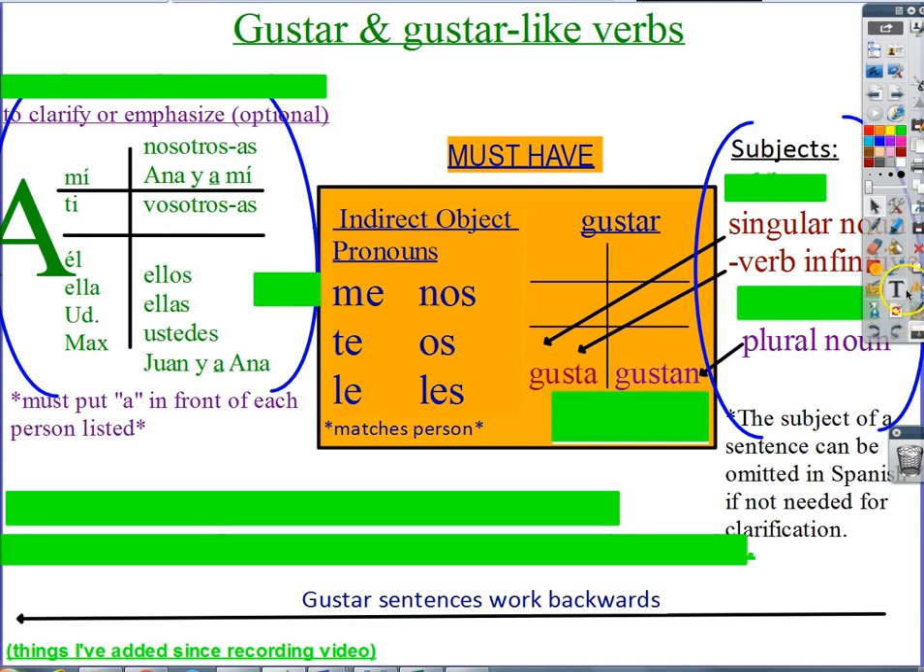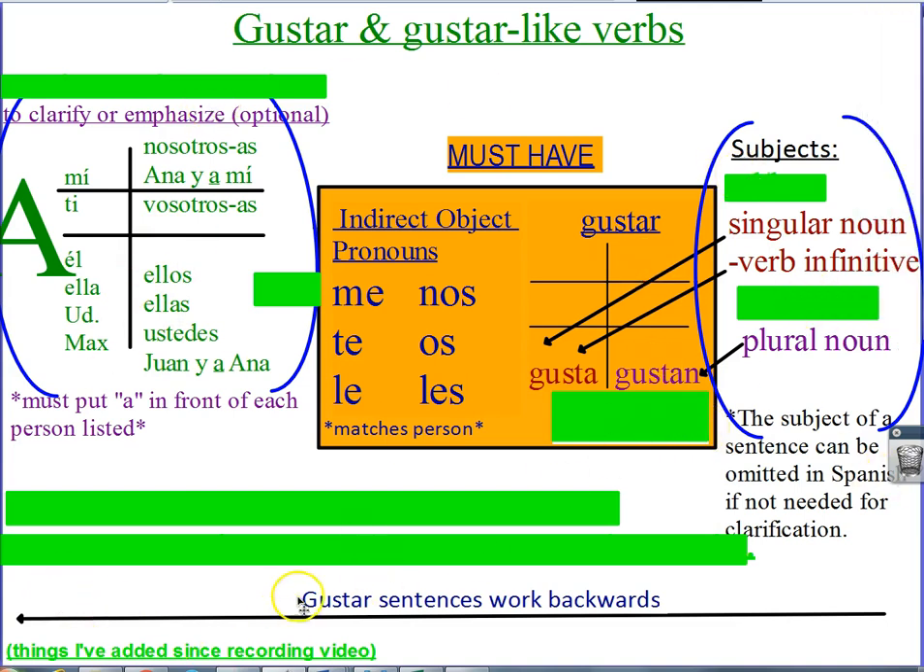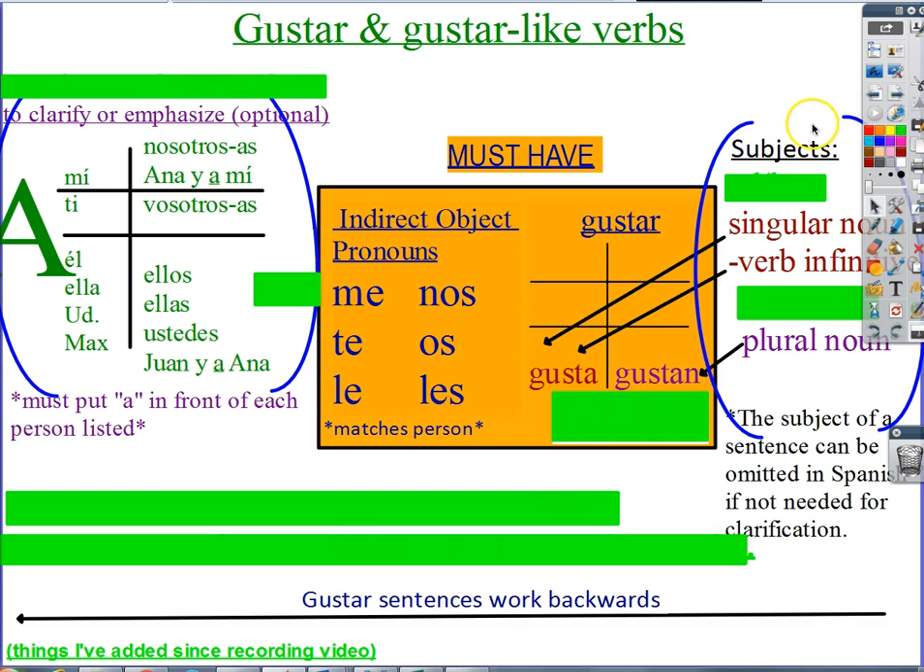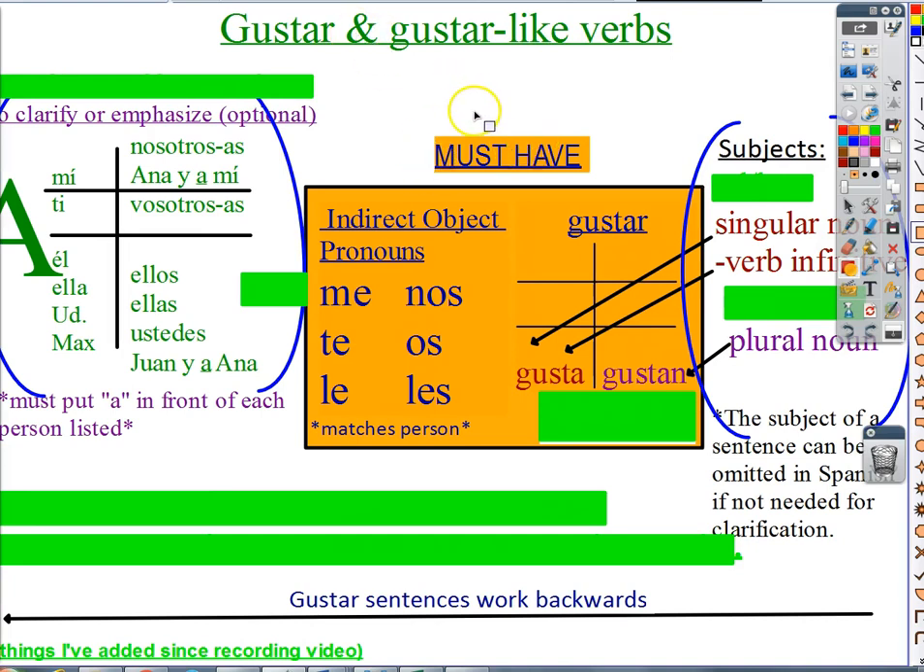One, your notes should already look like this, except for where I have the green boxes covering things up. We're going to add the information that is behind them. Let's see what we are adding. Okay, so let's review first what we should know.